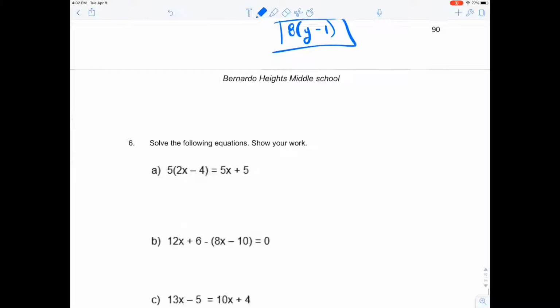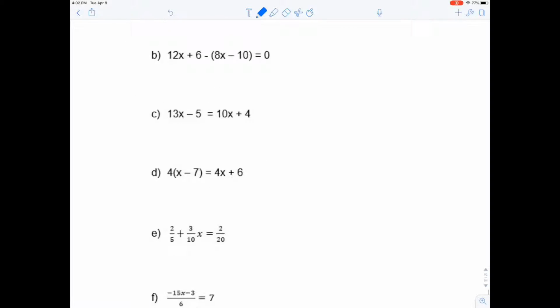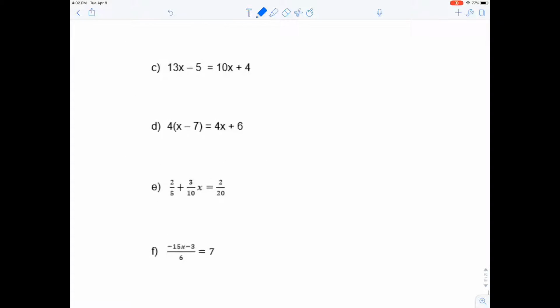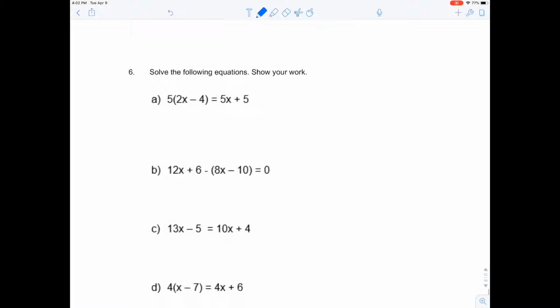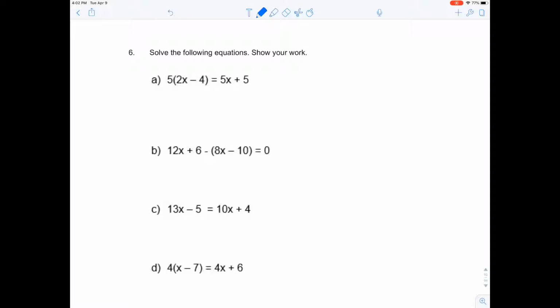All right, continuing, we have some solving equations here, and this is multiple steps. We also have a fraction buster in here, but let's get to it. I always like to draw the line down my equal sign. I'm going to distribute this 5. So now I have 10x minus 20 is equal to 5x plus 5. Get your x's to one side. So I'm going to subtract 5x from both sides. So I have 5x minus 20 is equal to 5.